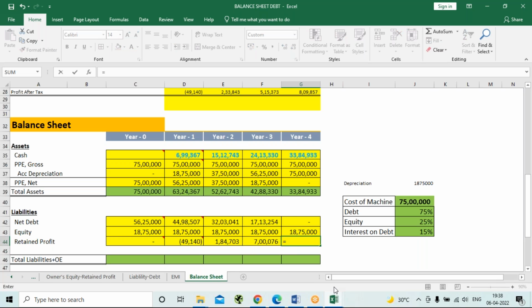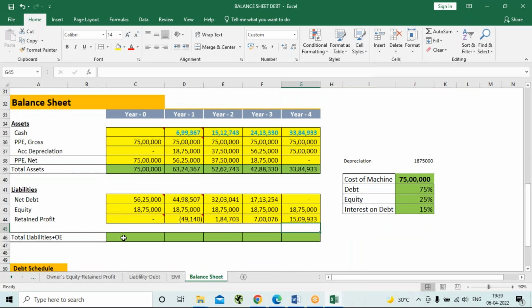Equals to that year's profit plus previous year profit. So like this, you are supposed to calculate it.